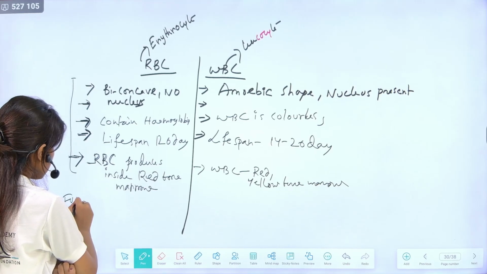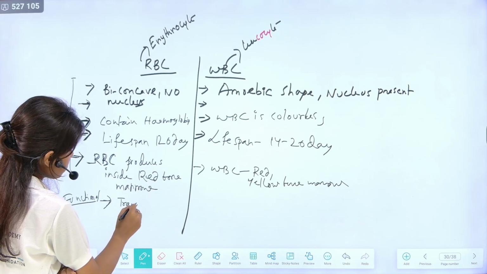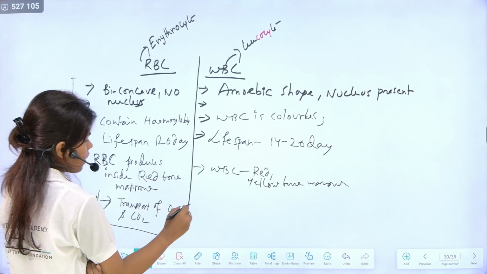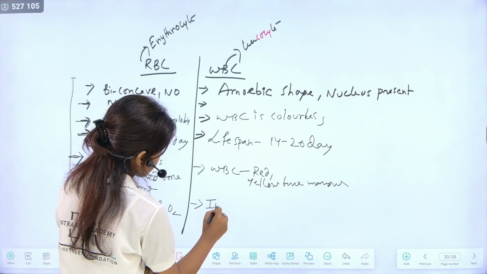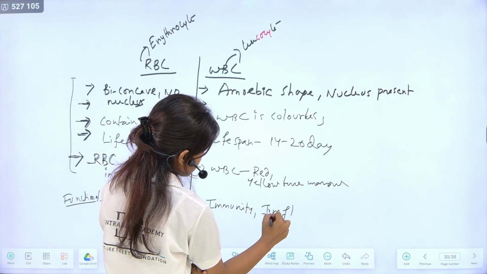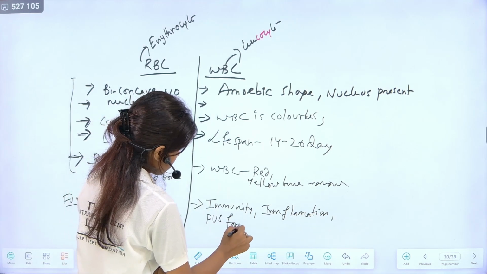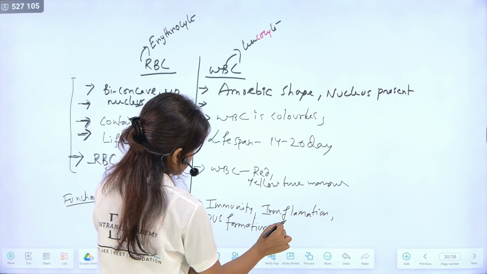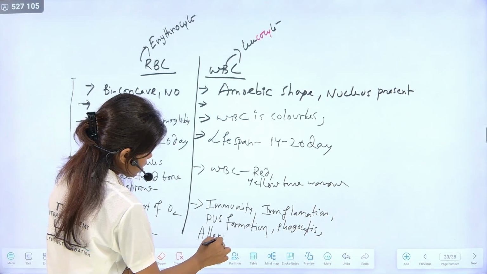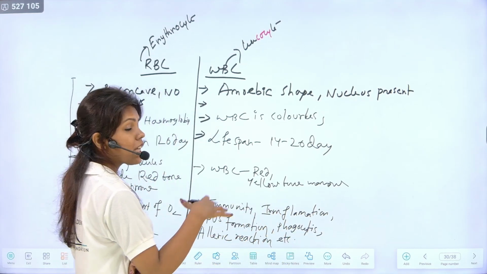Now the functional aspect. RBC helps in the transport of oxygen and carbon dioxide throughout our body, whereas WBC helps in the process of immunity, inflammation, pus formation, phagocytosis, allergy reaction, etc. There are different types of WBCs present in our body.